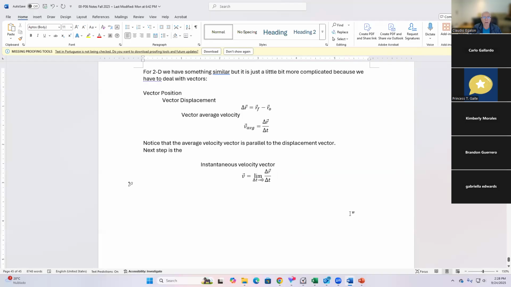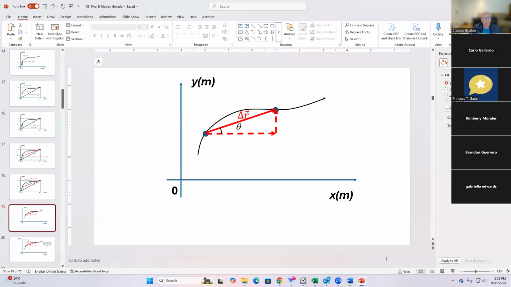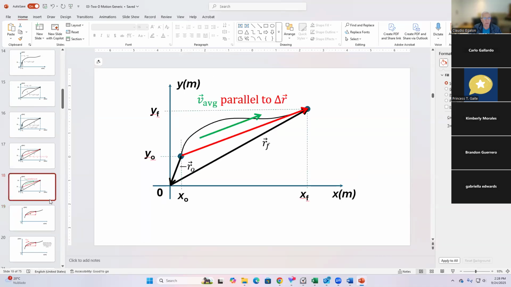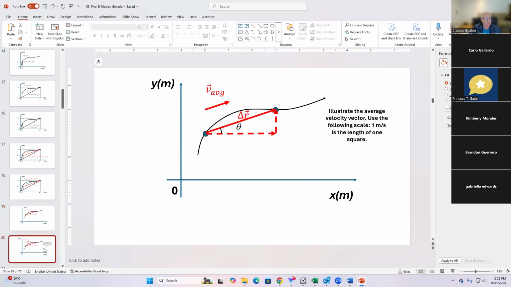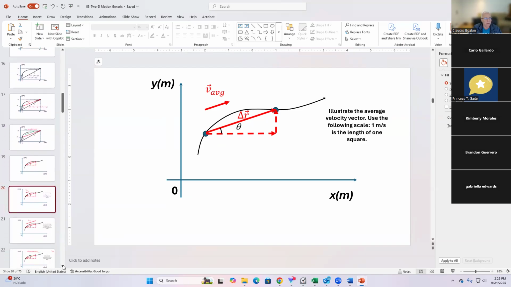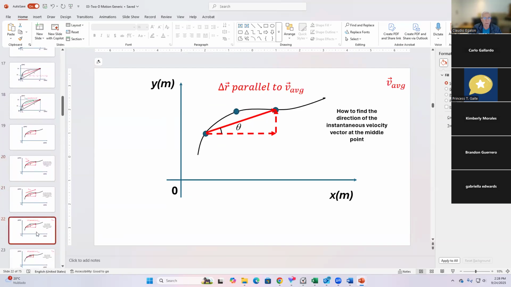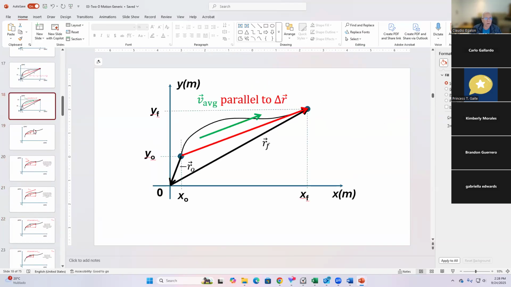And how does it look in that graph that you saw? In order to visualize how the instantaneous velocity vector looks like in this graph, all we have to do is choose a point. Let's say I want to get the instantaneous velocity vector here at this point. Suppose that I want to get the instantaneous velocity vector right here at this point.